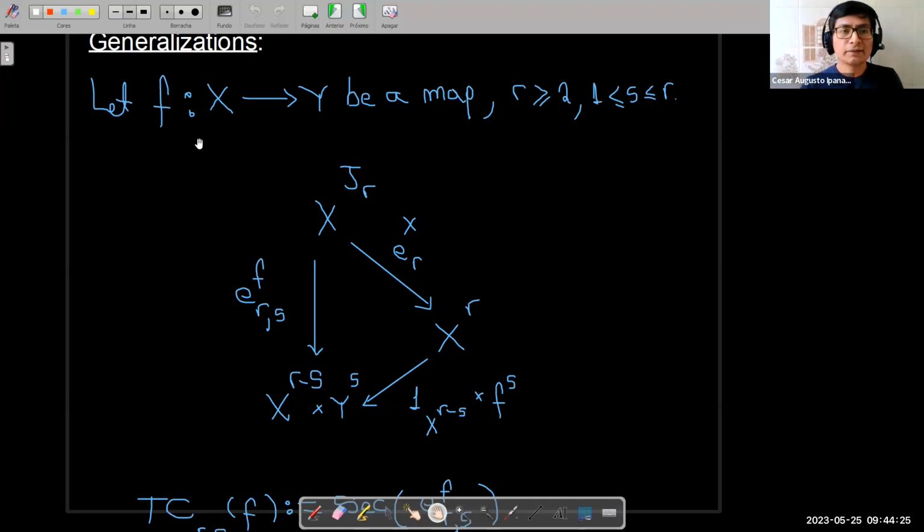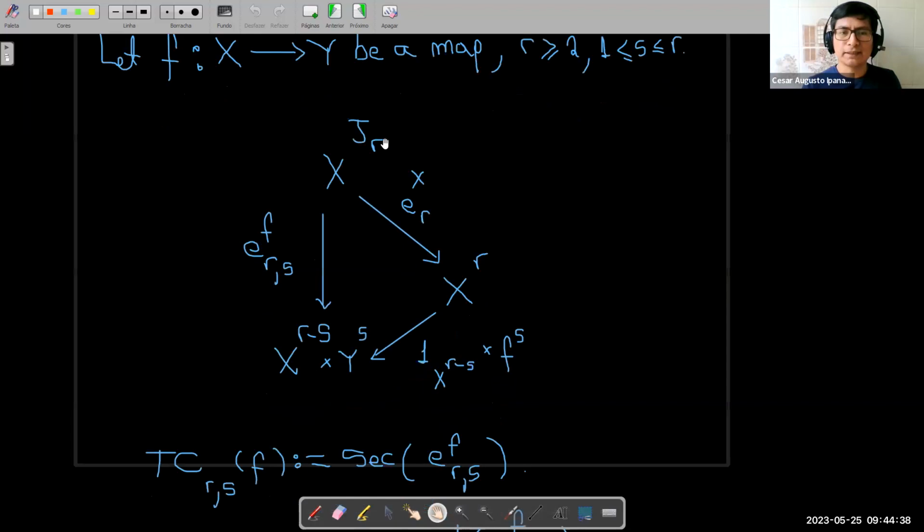We consider a map F, an integer r more or equal to 2, and s between 1 and r. Here we consider the space, which is the union of the interval 0, 1, when we identify the 0. This is the multipath space in X, and we consider this path fibration.